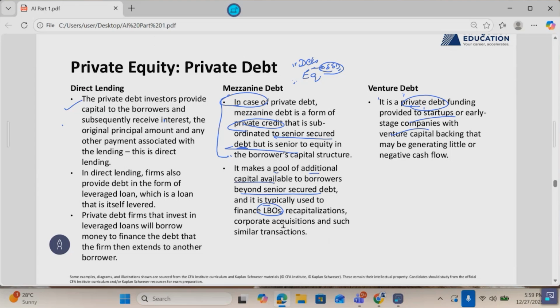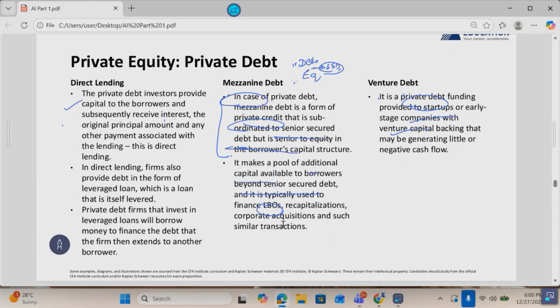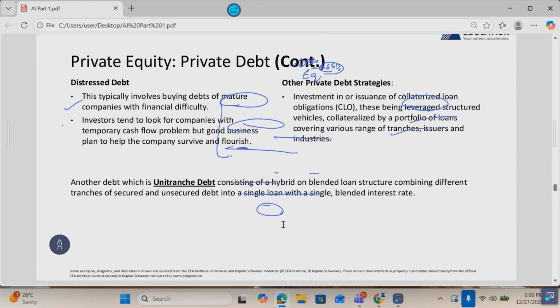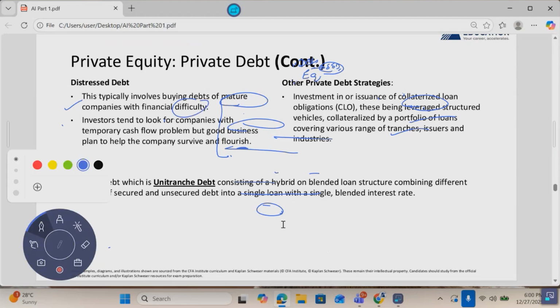So they'll go to venture capital and say, give me your debt, and that'll be called venture capitalist debt. Here, the backing is from the venture capitalist. Okay, so there are forms of debt, obviously, apart from the typical bank loan. Distressed debt, similar name, where a company has financial difficulties, they will go for distressed debt and try to pick it up in the market. Other private strategies are based on that.